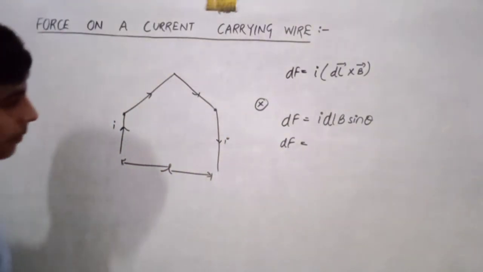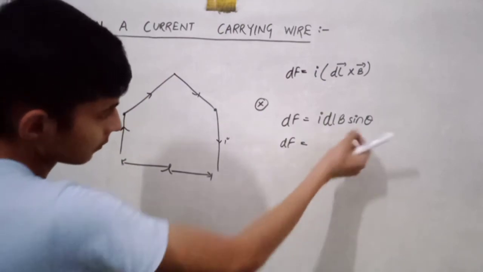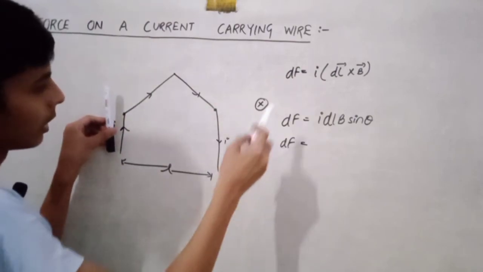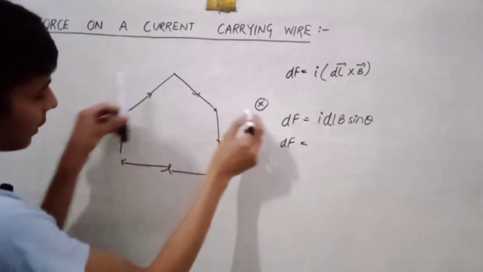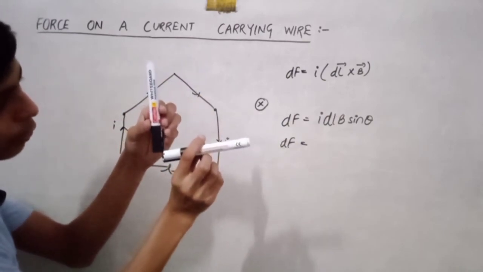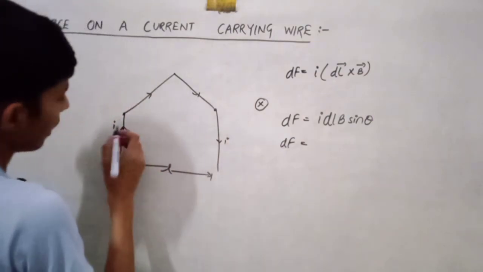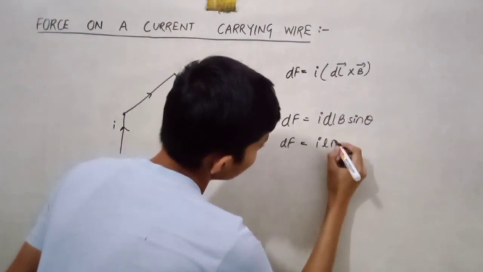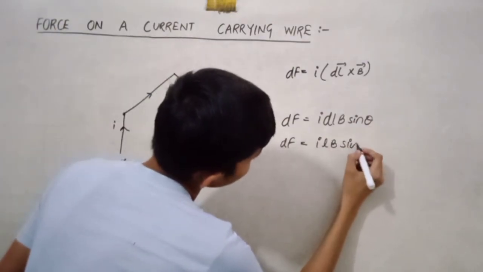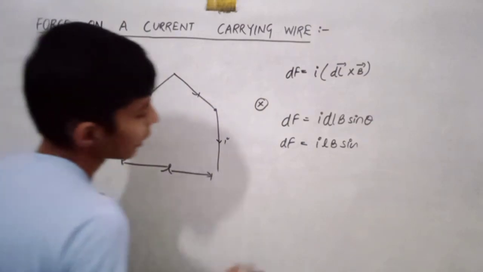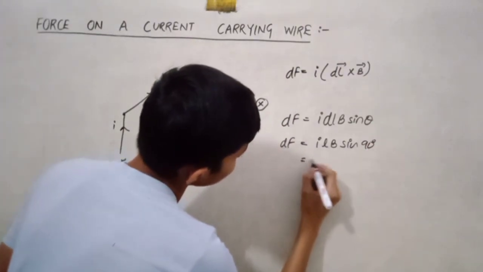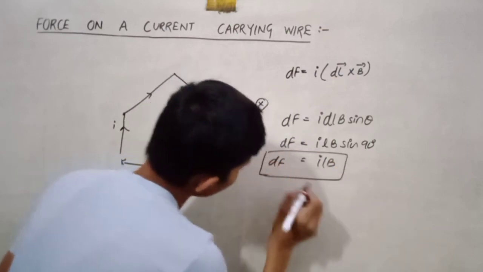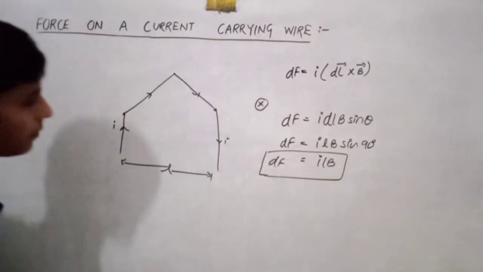So first we have to find the angle between the magnetic field and I. I is in this direction and the magnetic field is into the plane like this. So the angle between these two is 90 degrees. I is the magnitude of current, and here the length is L, and the angle between the current and the magnetic field is 90 degrees. So force equals I L B. So this is our force on this wire, which is equal to I L B.